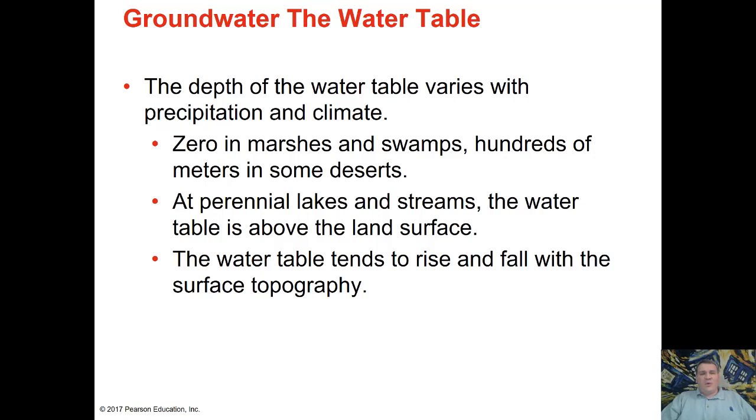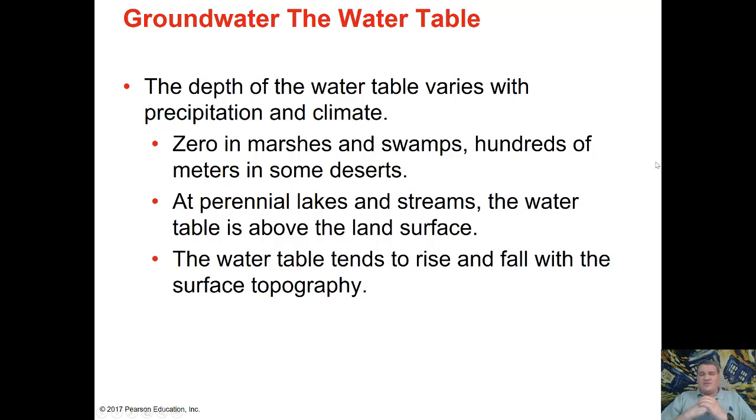Now, the depth of the water table is determined by the amount of precipitation and the overall climate. If it's a very wet region, then the water isn't able to flow out easily, and so we get a very high water table. For example, in marshes and swamps, we have zero depth to the water table. It's right there on the surface. Whereas in deserts, where there's very little precipitation, it can be hundreds of meters below the surface.